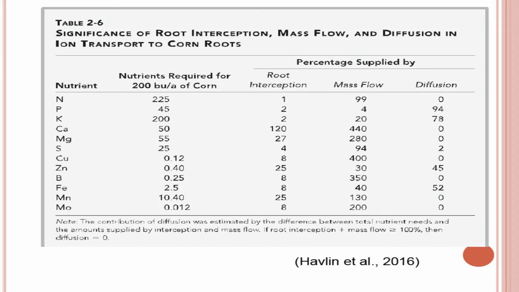In case of potassium, a very small quantity, just 2% by root interception, 20% by mass flow, but most of the potassium movement is by diffusion, that is 78% in case of maize. For calcium, it is 120, 440 and 0. For magnesium, it is 55, 280 and 0 and so on. So, you can just try to study this table and find out the different mechanisms by which these nutrients are moving towards the plant roots. But for nitrogen, phosphorus and potassium, mass flow and diffusion are important.